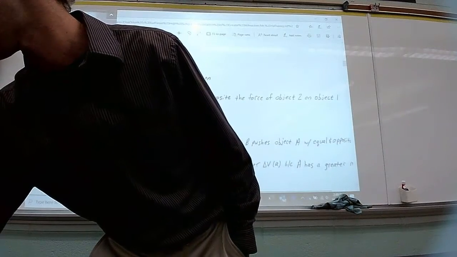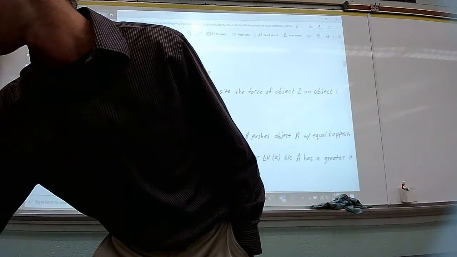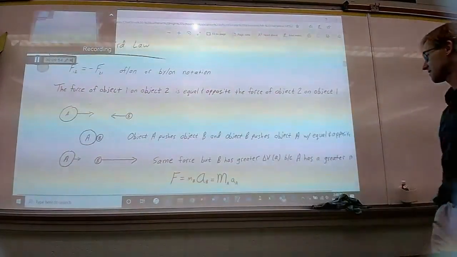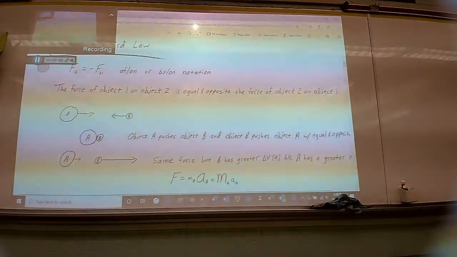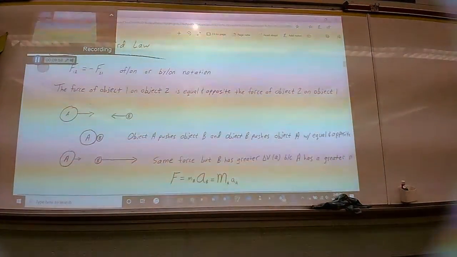Newton's third law. I'm just going to let you read this. Take about 30 seconds.